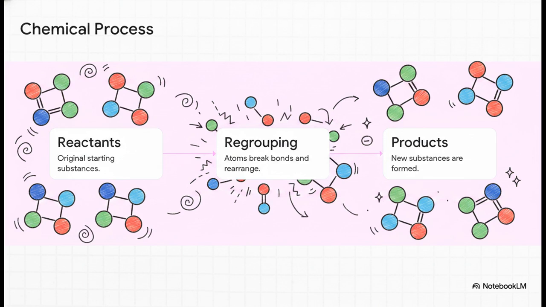In a chemical process, we start with step 1, our original substances, which we call reactants. Then comes step 2, the actual chemical reaction, which is really just the atoms from those reactants regrouping. They break their old bonds and shuffle around. Finally, we get step 3, the new substances formed, known as products. Notice what's missing from this sequence. At no point do we say atoms magically appeared out of thin air, and we definitely didn't say any were destroyed. They only rearranged their partners.